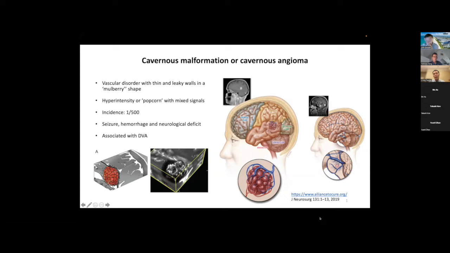First, a very brief introduction about the cavernous malformation, which in some parts of the world is called cavernous angioma, or angioma for short. These are vascular disorders with thin and leaky walls in a mulberry shape. On the MRI, they usually present with hyperintensity or popcorn with mixed signals within it, just like the figure shown here. The incidence was estimated to be 1 out of 500, but most of the patients are asymptomatic. The most common presentations include seizure, hemorrhage, and neurological deficits. In some cases, they are associated with a developmental venous anomaly.